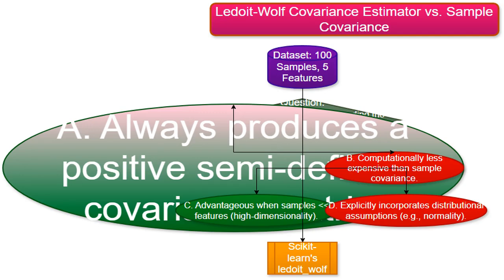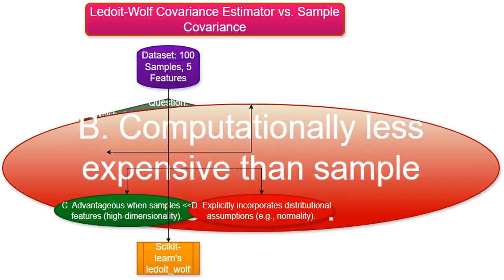Here, I'm testing if ledoitwolf is faster than calculating the basic sample covariance. It isn't, actually. Because of extra computation for shrinkage, it's more expensive. This is where ledoitwolf shines.